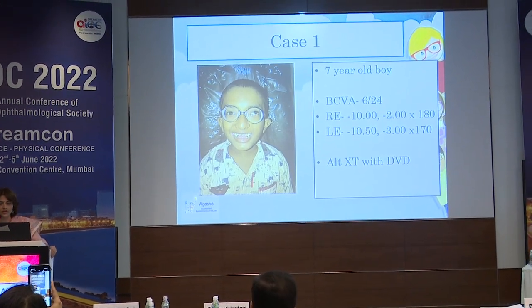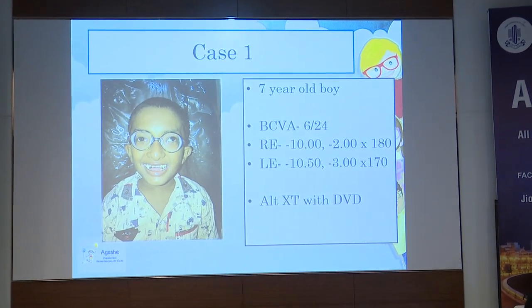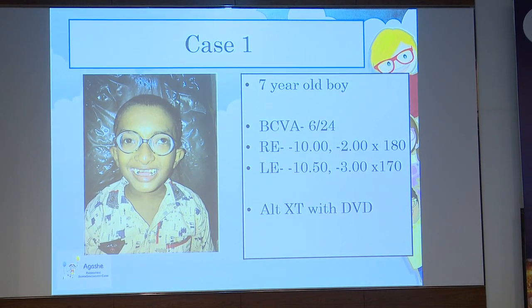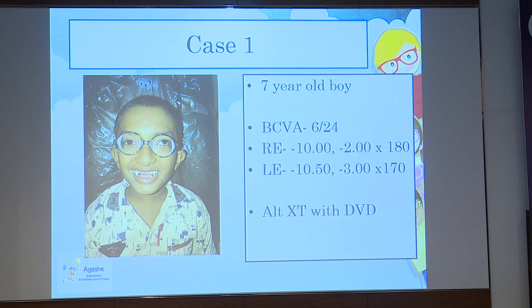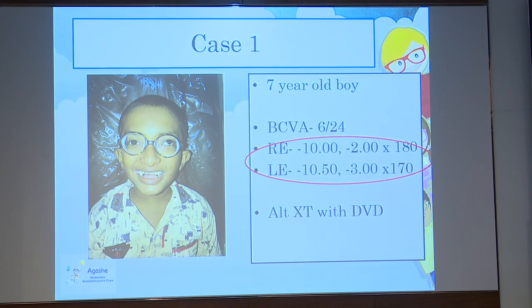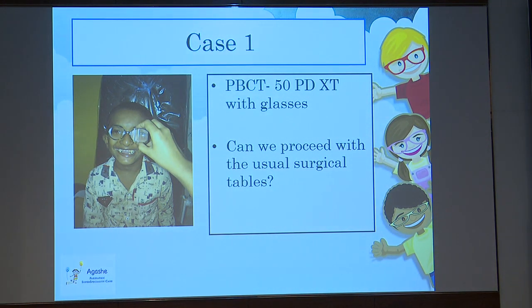Starting with the first case, there's a 7-year-old boy with the best corrected visual acuity of 6 by 24. My fellow calls me up that this patient is posted for surgery. It's a routine surgery of alternate exotropia with DVD. But what is the main point here? The child has a very high refractive error of around minus 10 to 10.5. The prism bar cover test measures 50 prism exotropia.